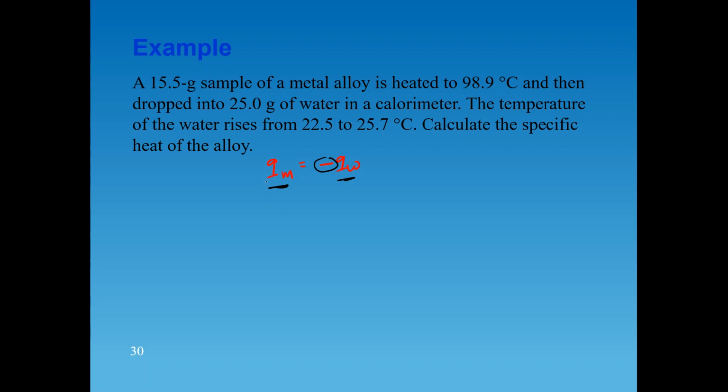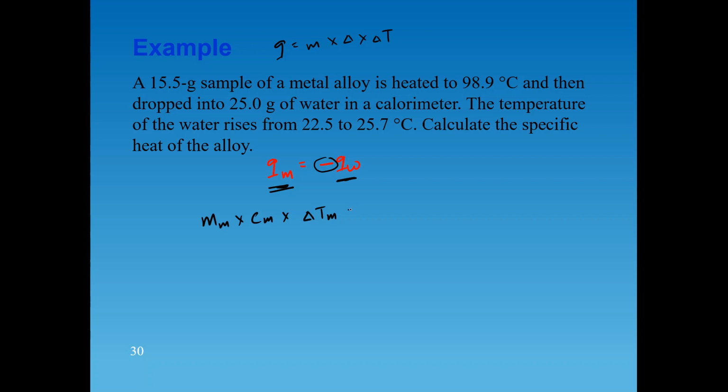So the next thing I'm going to do is write down this expression. Remember this expression, Q is equal to M times C times delta T. What I'm going to do is write down that expression for each of these terms here, for QM and for QW. So the heat change for the metal will be equal to the mass of the metal times the specific heat of the metal times the change in temperature of the metal.